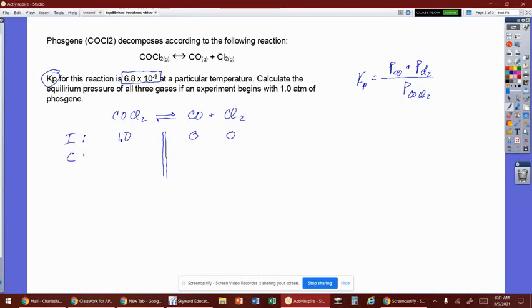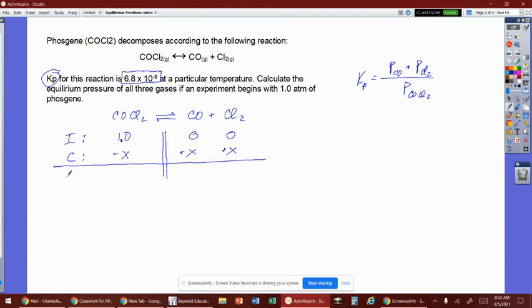All right, now the big row, the change. How are these going to change? Well, since they all have the same coefficient, in this case a 1, they're all going to change by the same factor. Now that factor is unknown, so I'm going to call that x. My products are going to increase by a factor of x. My reactants are going to decrease by a factor of x because they are being consumed.